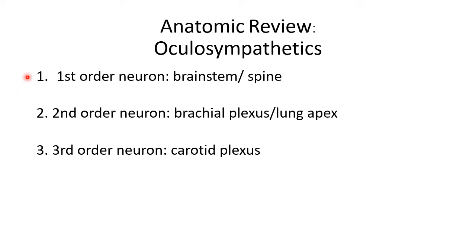So the oculosympathetic system, of course, dilates the pupil, and there's a 3-neuron system. The first order neuron starts in the hypothalamus, then descends down to the brainstem and into the spine. The second order neuron travels through the brachial plexus over the lung apex, and then the third order neuron starts to ascend over the cervical ganglia and then goes into the carotid plexus.